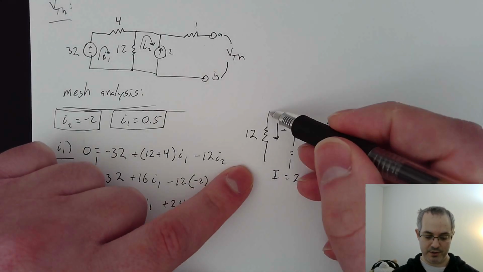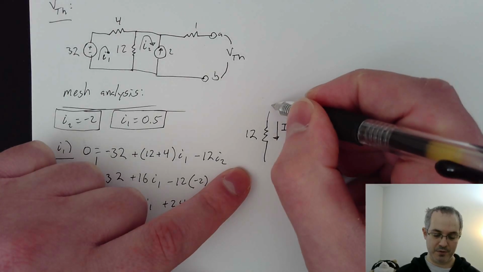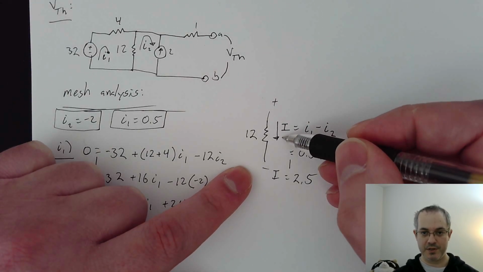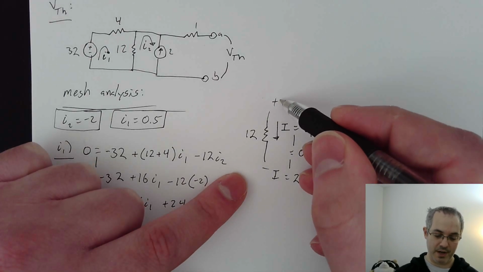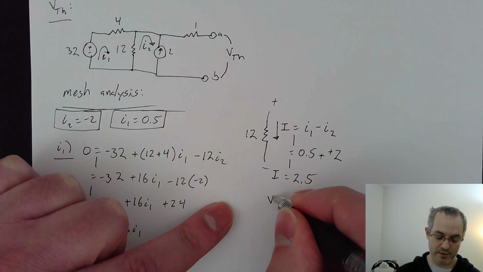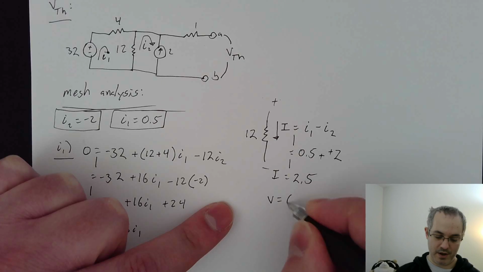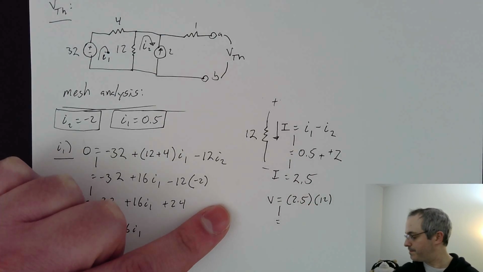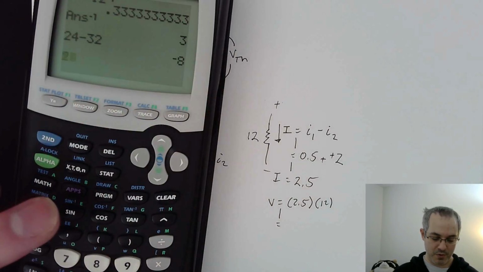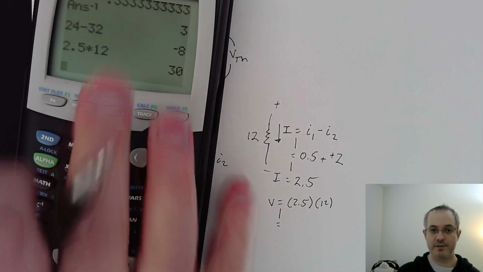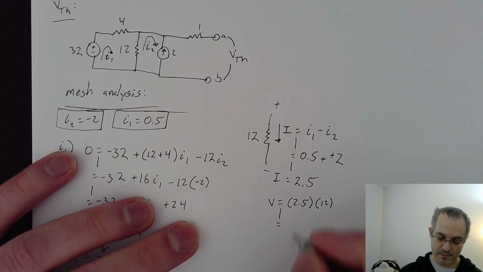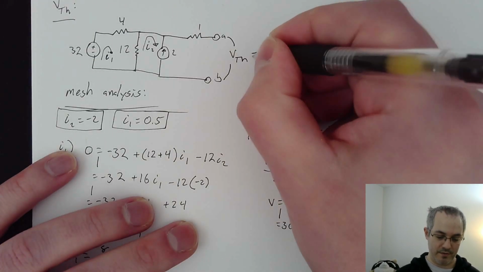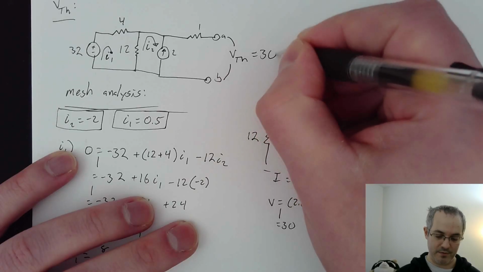Therefore, the voltage across this will be a high voltage here and a low voltage there, because of the direction we drew this current flowing from high to low. The voltage there is going to be I, which is 2.5 times 12. 2.5 times 12 is 30. And that's going to be our Thevenin voltage.